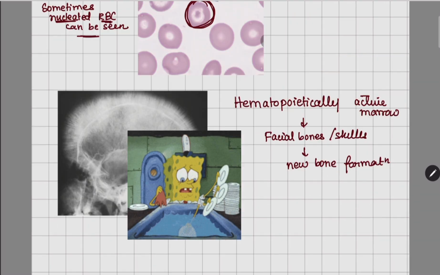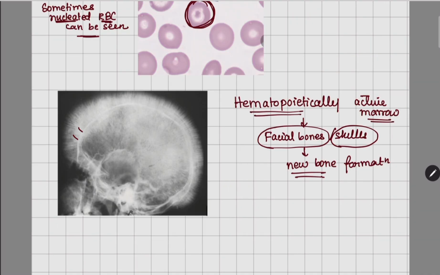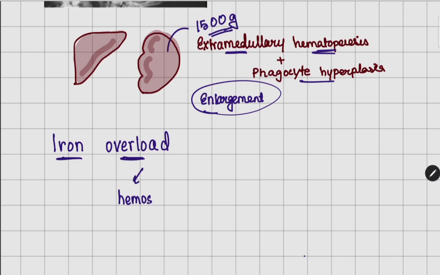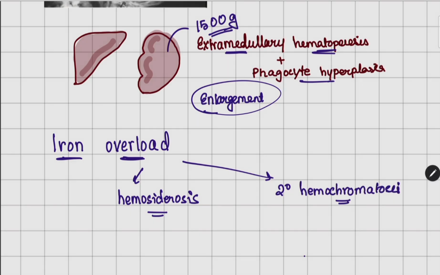Now, as the bone marrow is trying very hard to compensate, there will be new bone formation in the facial bones and the skulls, and we will get to see a crew-cut appearance in the X-rays. Next, due to extramedullary hematopoiesis and phagocyte hyperplasia, there will be enlargement of the liver and the spleen. Due to iron overload, hemosiderosis and secondary hemochromatosis are very commonly seen in thalassemia, and the treatment is chelation.